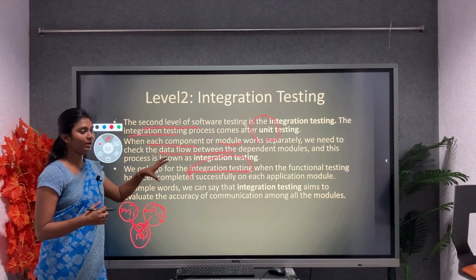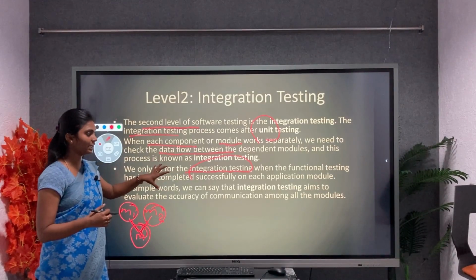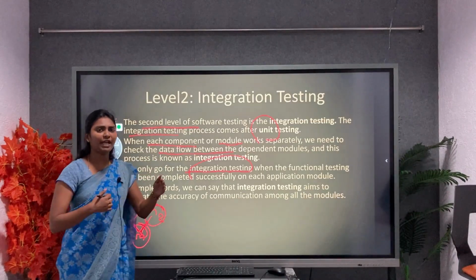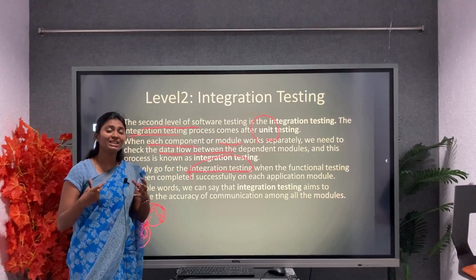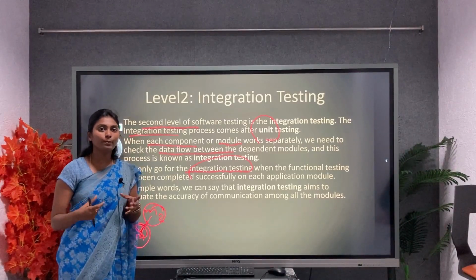So we will implement integration testing. Integration testing aims to connect one module to another module, to integrate or build the data efficiently.